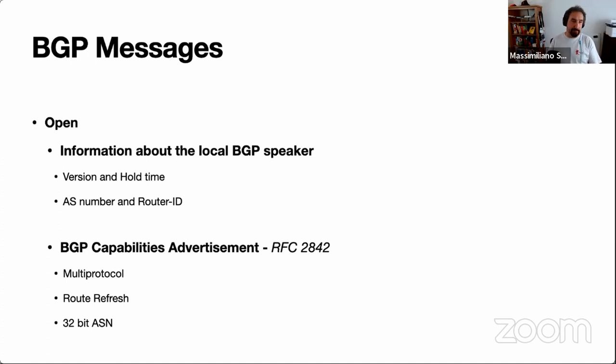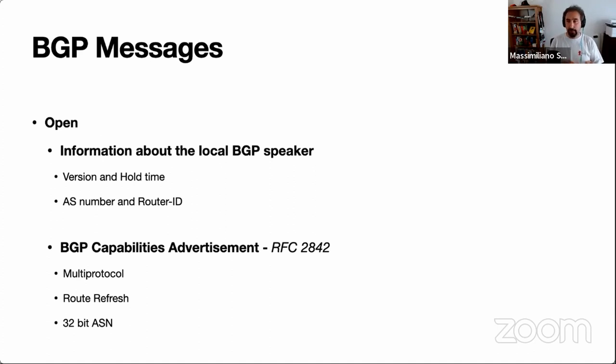We have BGP messages, and the first one, a very important one, is the open message, because BGP was made to be modular. I set up my BGP router and say I want to set up a BGP session with Tom's router. My router will send an open message indicating all the capabilities inside it. So saying, here I am, this is my IP address, this is my ASN, and I can speak AS32, I can speak IPv6, I have route refresh capability, I can do this, this, and that.